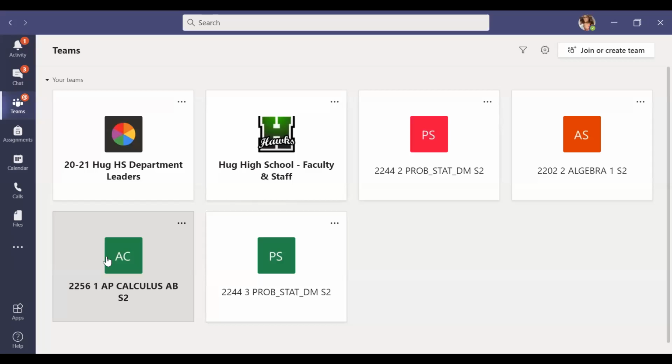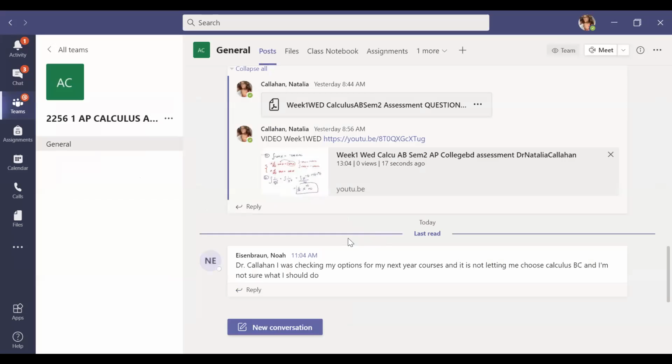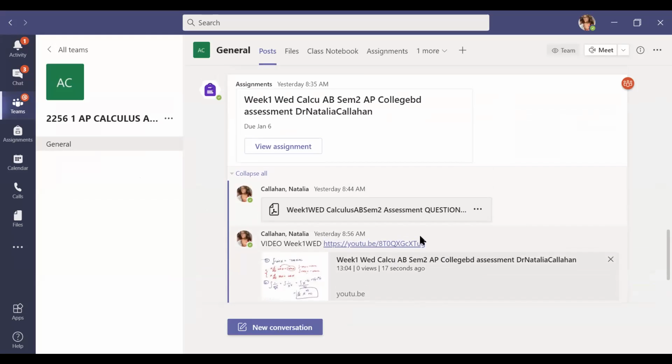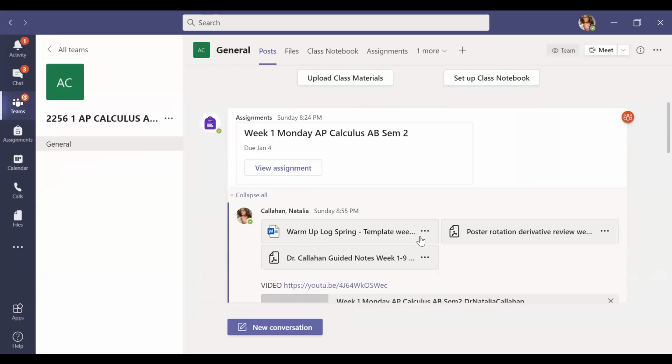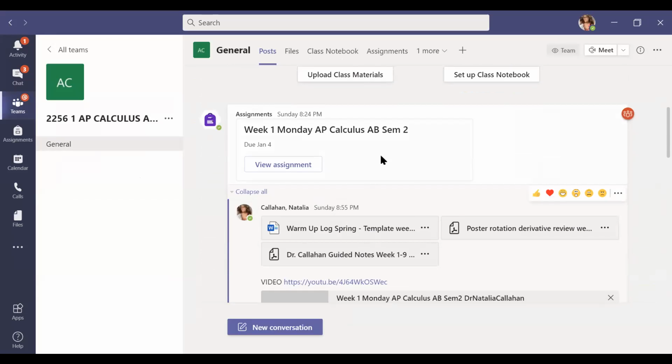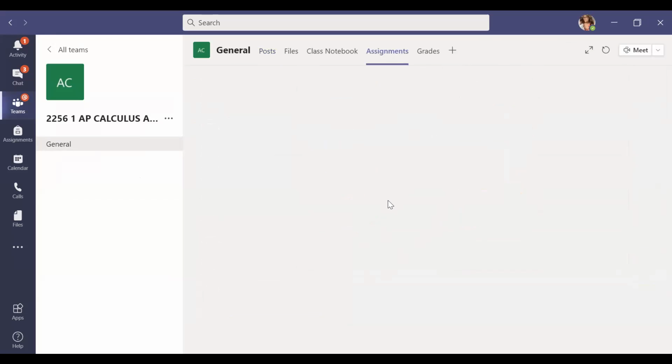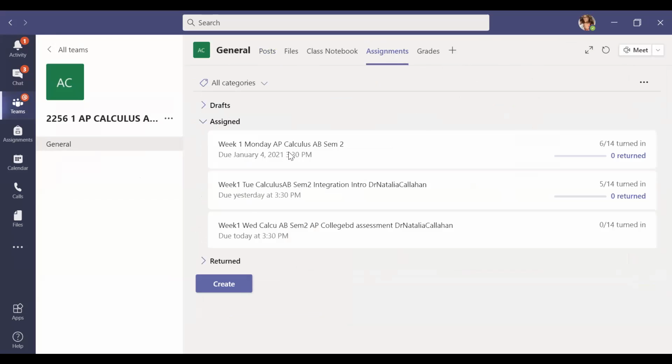All right, let's go ahead and create the assignment for Thursday. Up to this point, you should be able to access Wednesday, Tuesday, and Monday. Your guided notes and your warm-up log are attached to Week 1 Monday's assignment. If you need a hard copy, you're welcome to come up to B1. It's right outside. I have a table, and you're welcome to grab the hard copies for the warm-up log and your guided notes for the first 9 weeks.